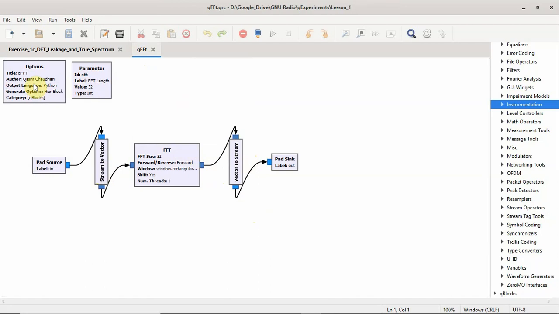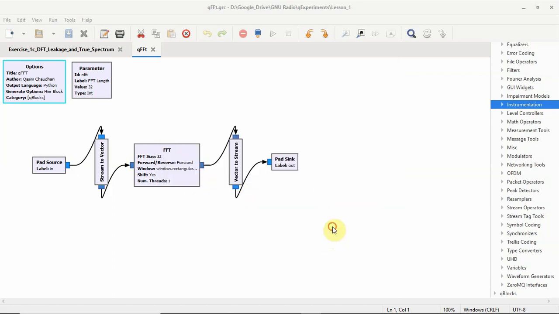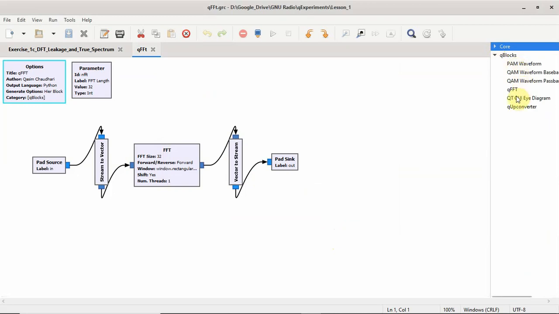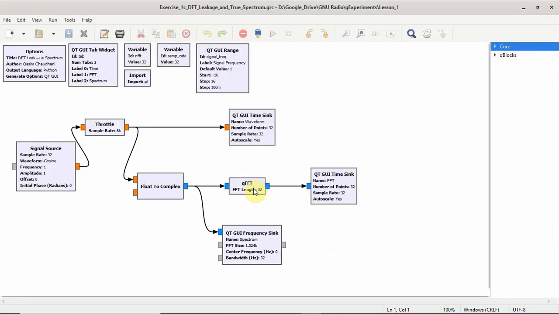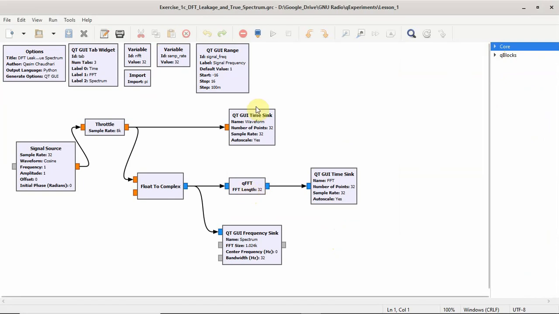These hierarchical blocks are made as follows. After giving it an ID and a title, instead of choosing a Qt GUI generate option, we choose a hierarchical block. That's all. And the category I have chosen is Q blocks, which means that all the blocks I have made will be found under this heading. So let's go back to QFFT, where the FFT length is 32. We will see the effect.